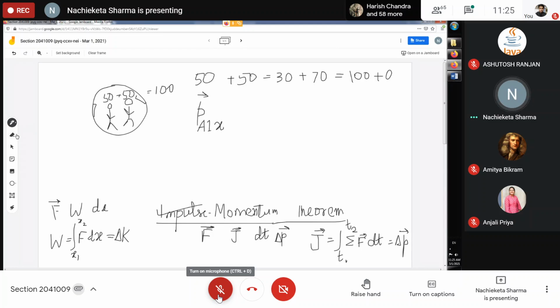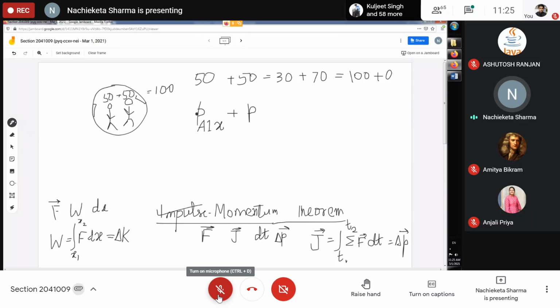PA1X. That means, suppose, because momentum is a vector quantity, it has three components. So if P is conserved, then that implies that the X component is also conserved and the Y component is also conserved. If there are two bodies only, then I can write my equation as PA1X.